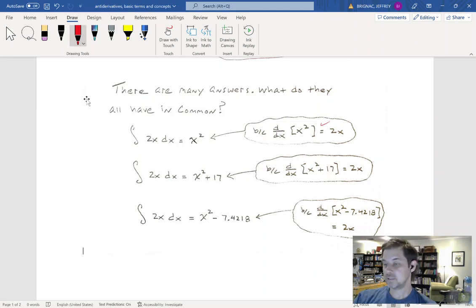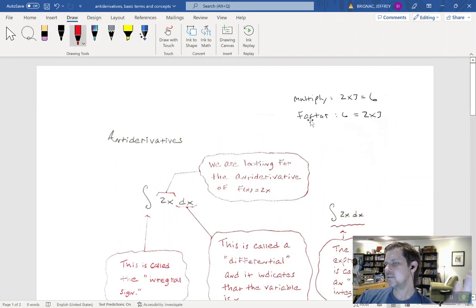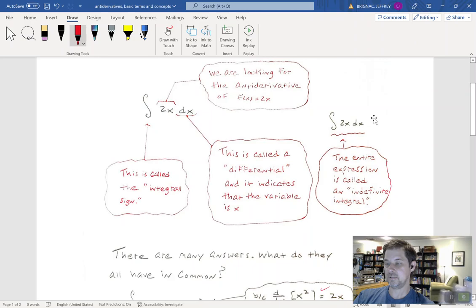All right, and it's just like my factoring problem. Why is it correct to factor 6 as 2 times 3? Well, because 2 times 3 is 6. There's no other answer to it. That's just how it is.